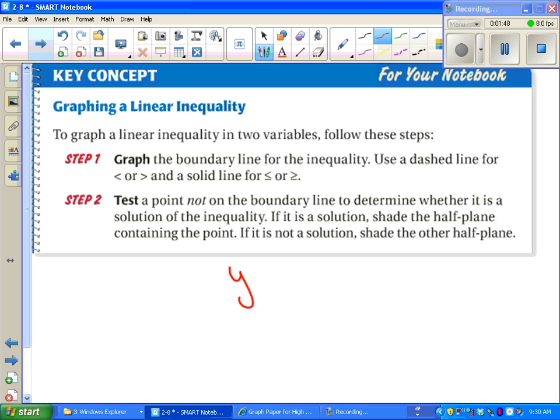I try to think, if I were to get y by itself, if I see something like this or this, I know my y has to be smaller than whatever's after that, so I shade below. If I see this or this, I know my y has to be bigger than whatever my line is, so I shade above. That's only tricky when there's a minus sign in front of the y. I'll talk about that when we get to it. If you remember, we have to flip the inequality when we have a negative sign.